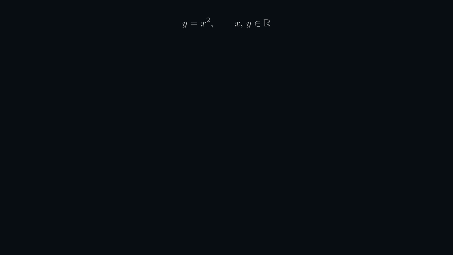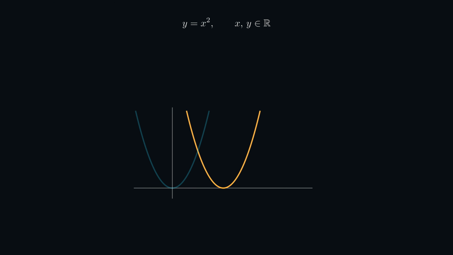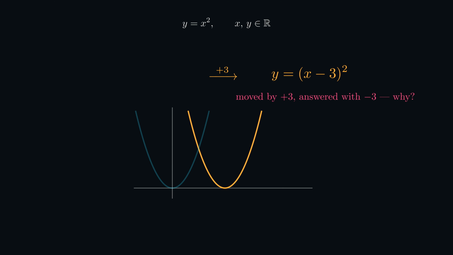Take the parabola y equals x squared. All coordinates here are real numbers. Slide it 3 units to the right. Every textbook says the new equation is y equals (x minus 3) squared. Minus 3. You move the graph in the plus direction, and the formula answers back with a minus. You have probably memorized that.